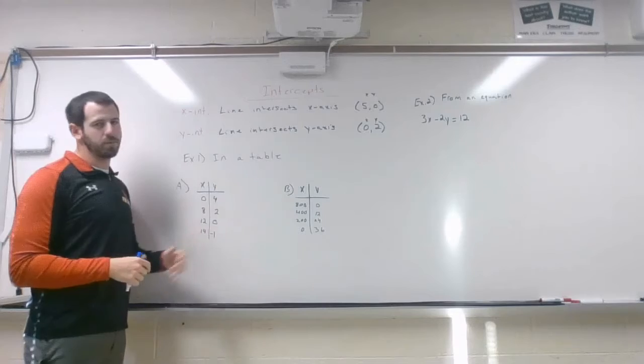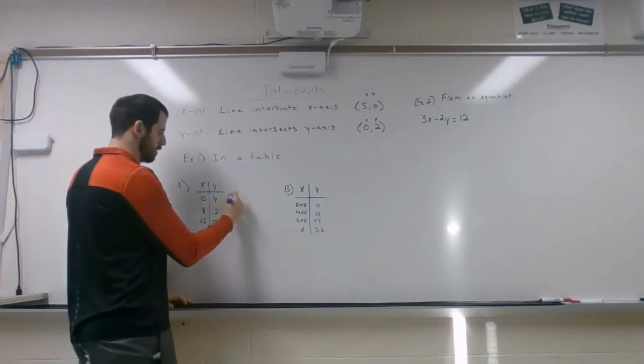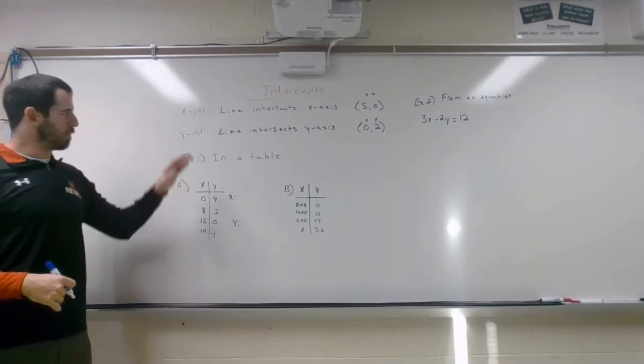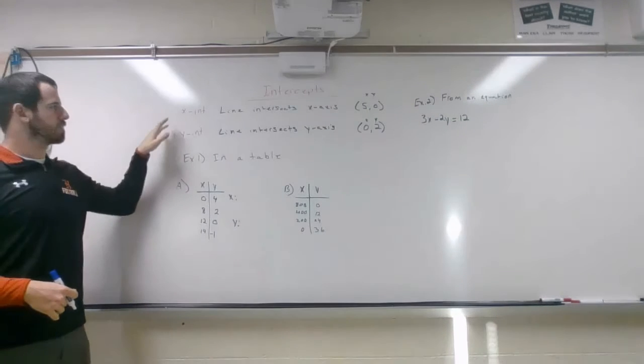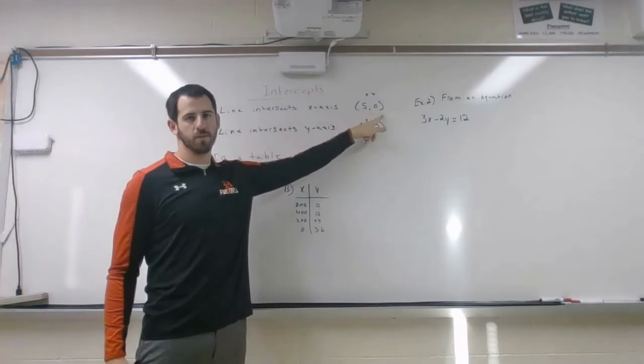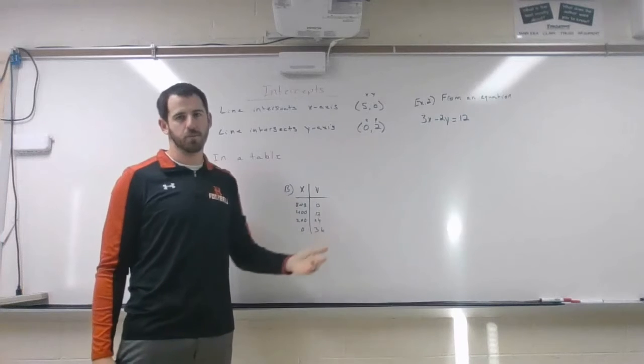So, in example 1, we got 2. This is in a table. You need to identify both the x-intercept and the y-intercept. Well, part of the definition is the x-intercept is whenever you have y equals 0. When you have the y-intercept, it's when x equals 0. So we just find those points in the table.